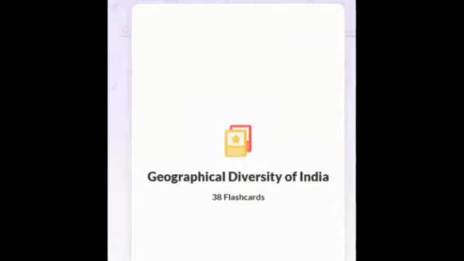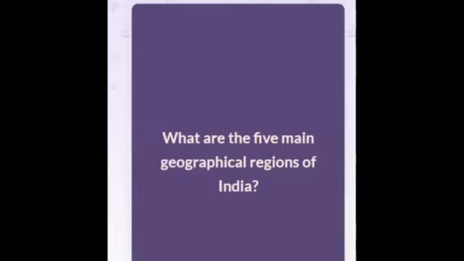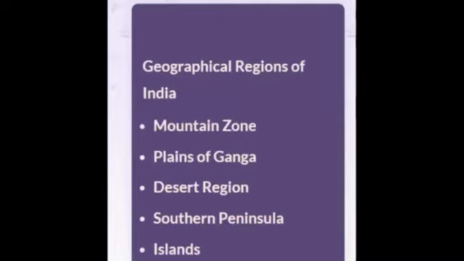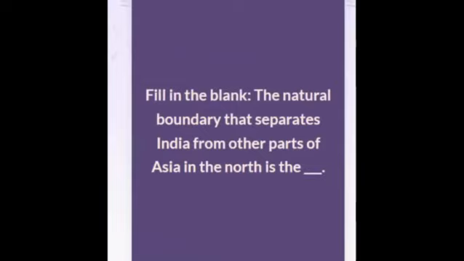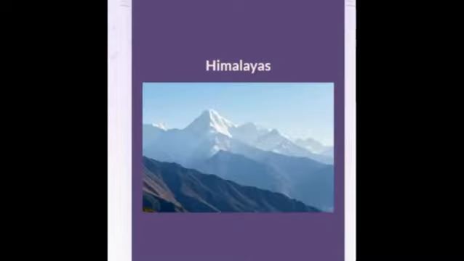Now we have the flashcards. Let's start. What are the 5 main geographical regions of India? Yes, we did this. Mountain zone, plains of Ganga, desert region, southern peninsula, and islands. Fill in the blanks. The natural boundary that separates India from other parts of Asia in the north is the Himalayas.